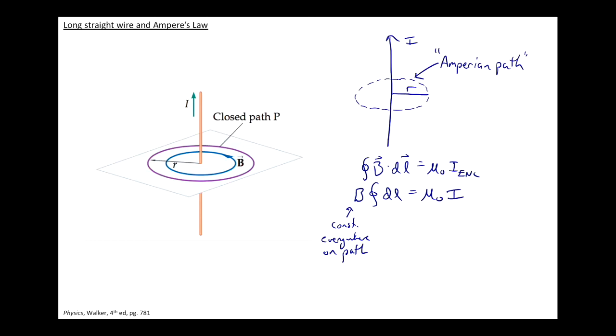So now we have B, and the integral of dl is just the circumference once again. So that's going to be 2 pi r equals mu naught times I. So B is equal to mu naught I over 2 pi r, and we're done. Wasn't that fun? And that's the same equation we had before. How easy is that? But let's not leave it at that.